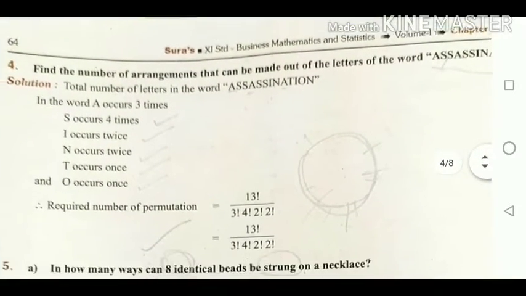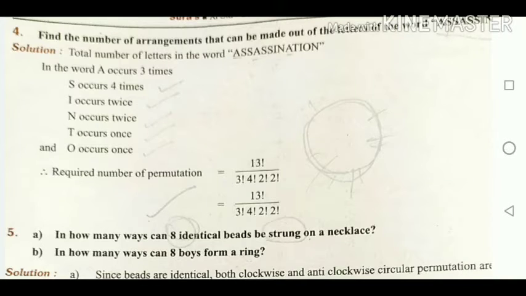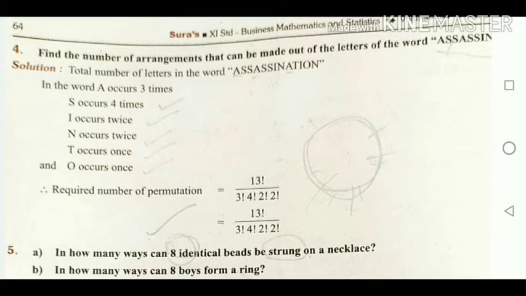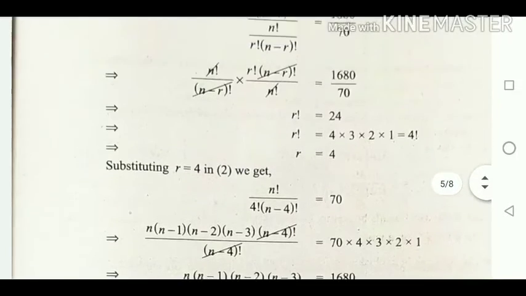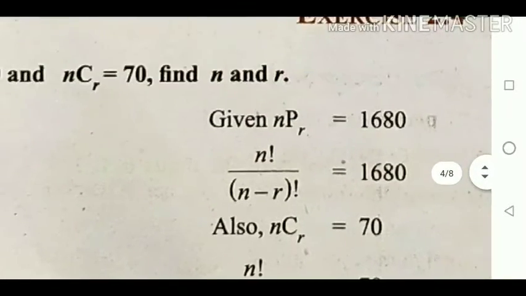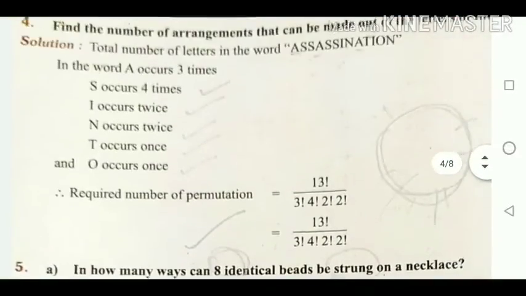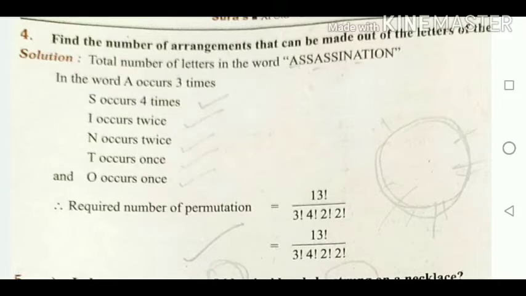Now, the fourth question. Find the number of arrangements that can be made out of the letters of the word ASSASSINATION. How many arrangements can be made out of the letters of the word assassination? Here A occurs 3 times and S occurs 4 times. I occurs twice, N occurs twice, T occurs once, O occurs once.